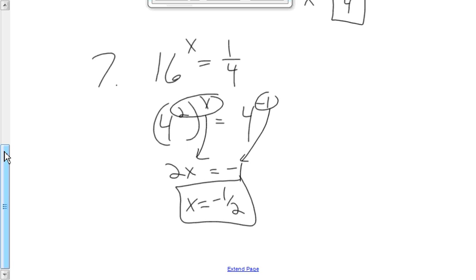And then number 8, I'll put that on the side here in blue. So I'm going to rewrite this. 243 to the x equals 1. Here we can, I guess, technically get the same base, but it's better just to realize the exponent that will turn anything into 1 is 0. So log base 243 of 1 is just 0.